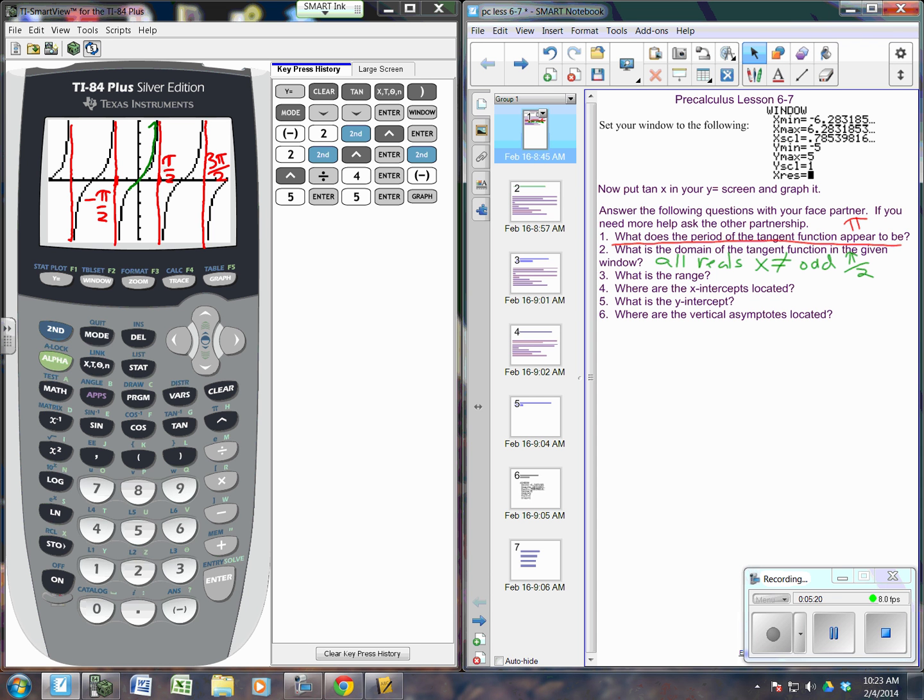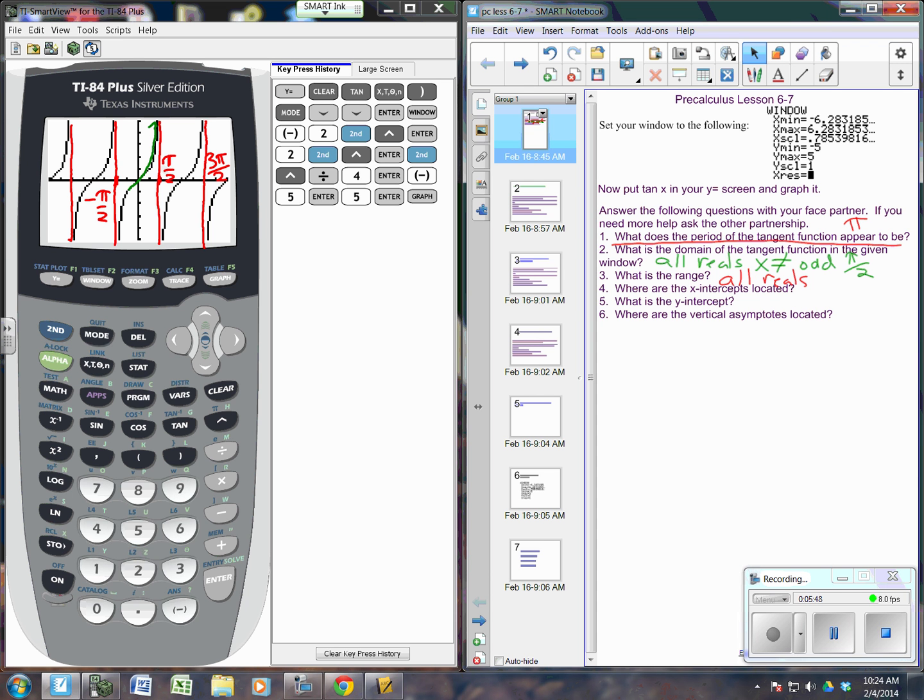Okay, question number 3. What is the range? What is range again? The y values. How high does this function go? To infinity. How low does it go? Infinitely low. So what is the range? All real numbers. All reals. It can go up forever and down forever. Okay.